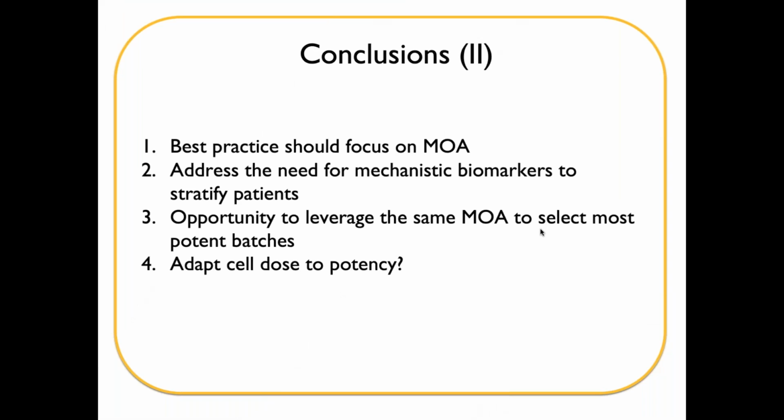I think that the best practice and the best standardization should focus on a better understanding of the mechanism of action of the cells. It is fundamental to address the need for mechanistic biomarkers to stratify patients, but also, following the same concept, we have the opportunity to select the most potent batch, and of course potentially adapt the cell dose to the potency, because that would make a big difference. And we have a very solid readout to select which cells we should use as therapeutic activity.